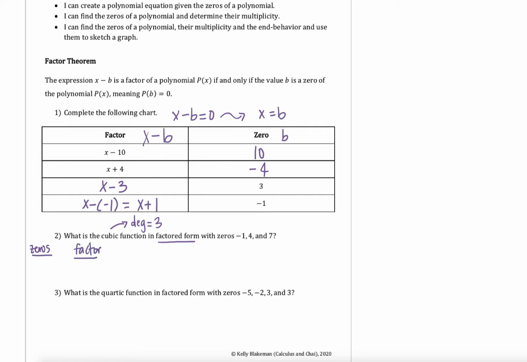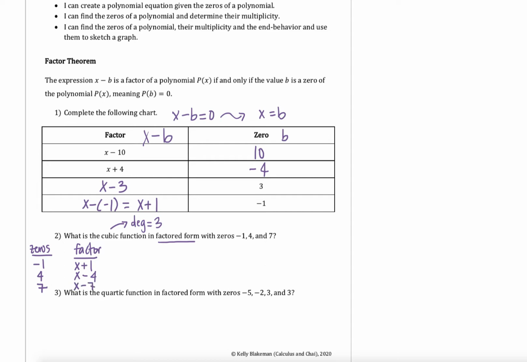So if we look at the negative 1, the 4, and the 7, why don't we write out what the corresponding factors would be. For negative 1, the corresponding factor would be x minus a negative 1, or x plus 1. For 4, the corresponding factor would be x minus 4. And for 7, the corresponding factor would be x minus 7.